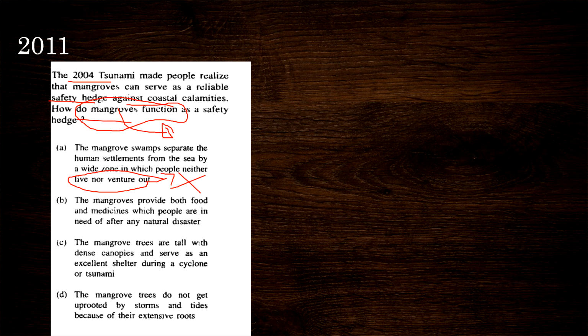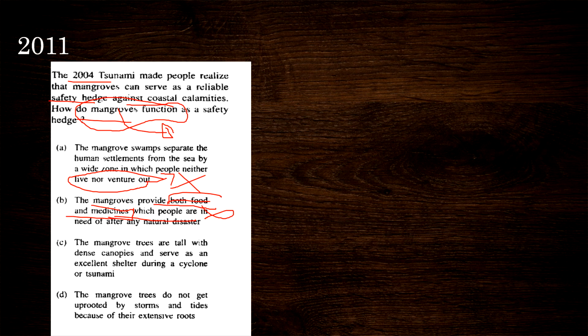Second, the mangroves provide both food and medicines which people are in need of after any natural disaster. This function of both food and medicine is not unique to mangroves. This could be the function of any ecosystem or any forest, any herbal garden or any herbal trees. They can function like that, so mangrove is not needed there.